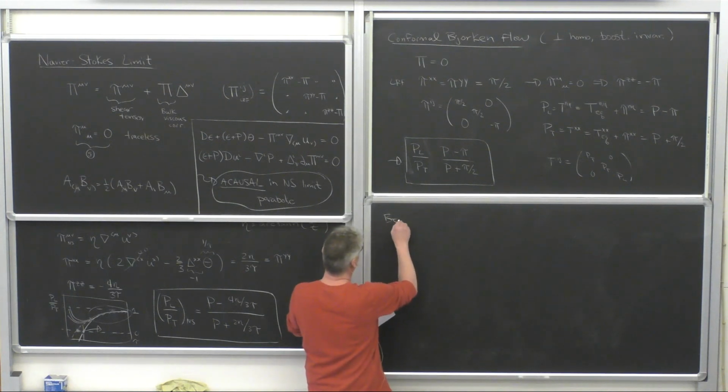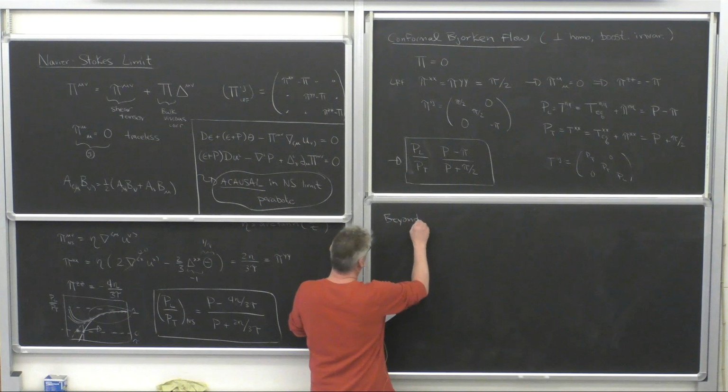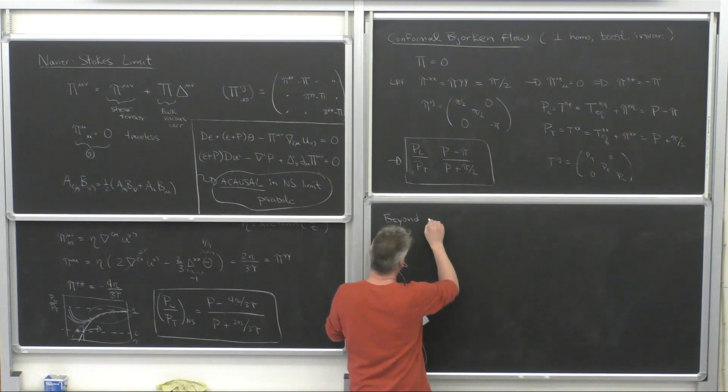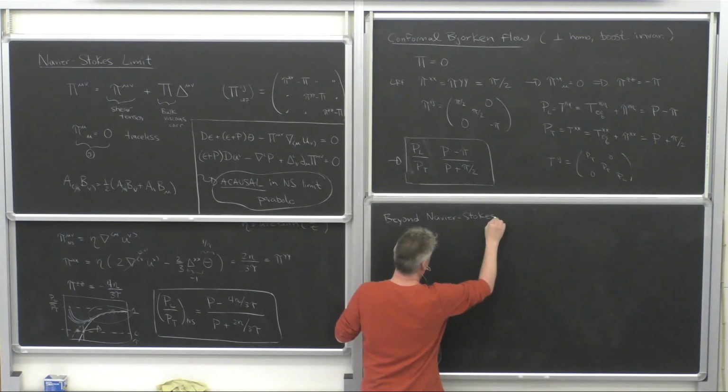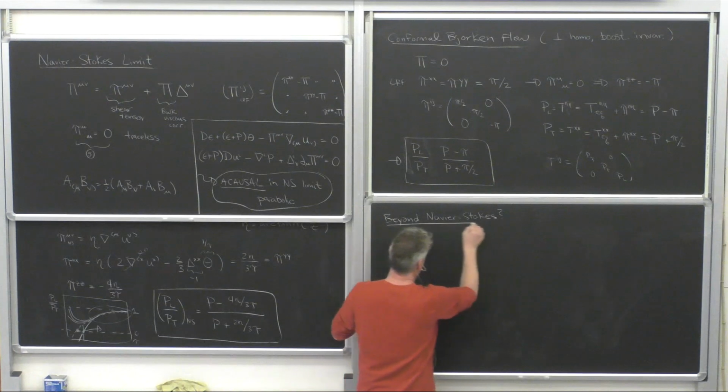So we went beyond the ideal limit, and we went one baby step forward to Navier-Stokes. How do we go beyond Navier-Stokes?